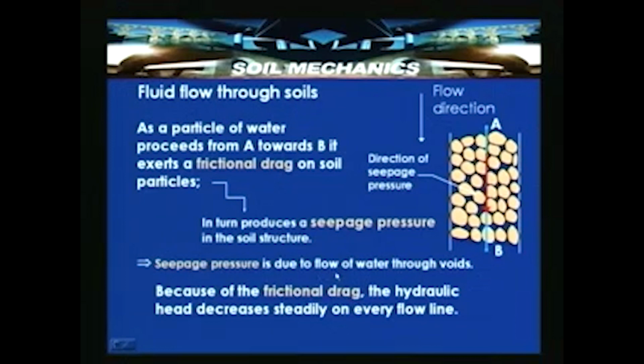So, seepage pressure is due to the flow of water through voids. That is what we have just discussed, and because of the frictional drag, the hydraulic head decreases steadily on every flow line. A particular cross section can have innumerable flow lines, and through each flow line a gradual, steady dissipation of the energy takes place.